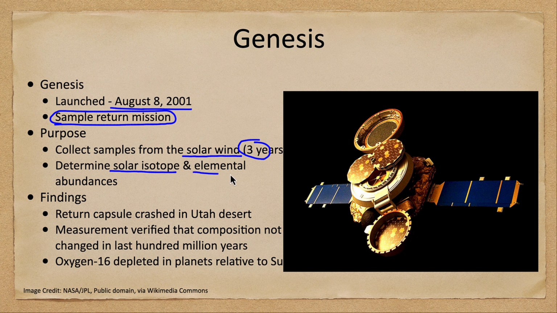Now, we can also look at things like the elemental abundances and study the composition of the sun and try to get any evidence that that may have changed.